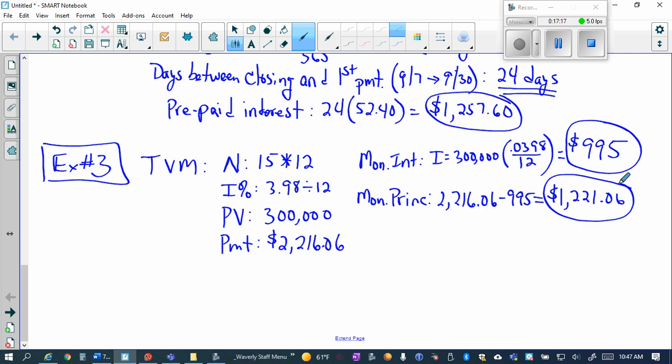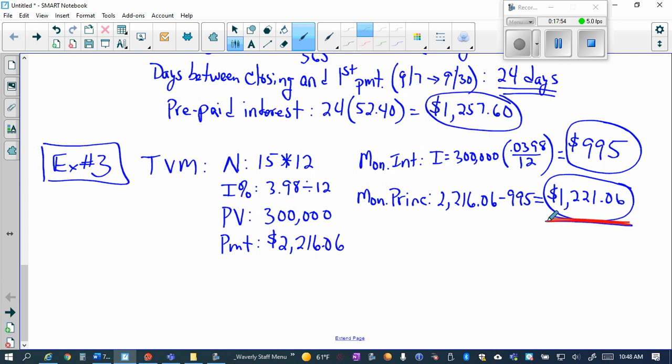And so it's only this principal portion here that reduces your loan balance, okay? The interest goes straight to the bank, that $995, and then your $300,000 balance is now reduced by $1,221.06, okay? And so you could probably imagine how we'd get the next month's principal and interest portion. We're not going to be using $300,000. We'll be using $300,000 minus $1,221 as our new principal balance, okay? Which now will take us to how do we make an amortization table.